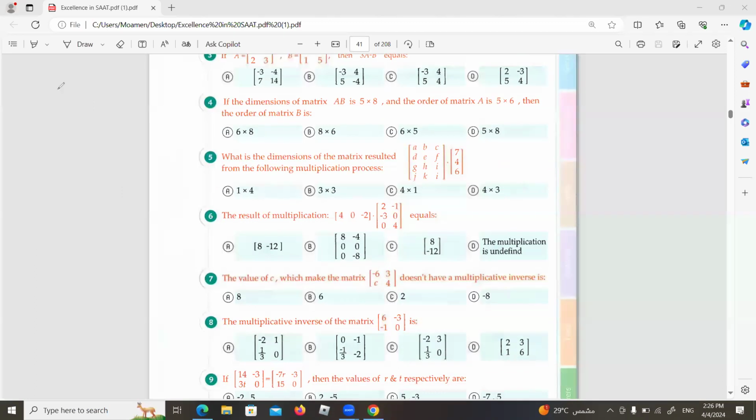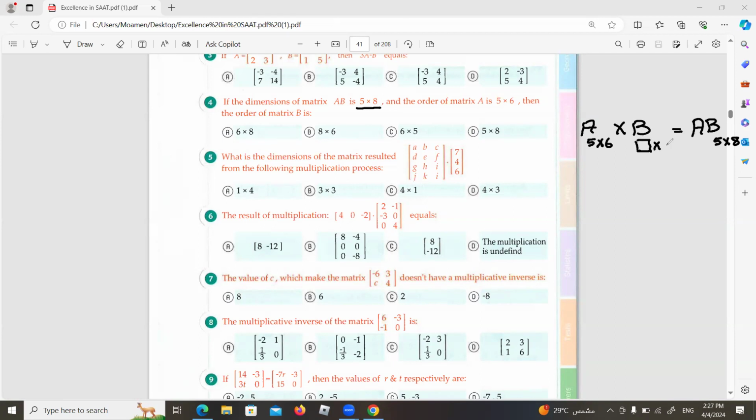Problem number 4: if the dimension of matrix AB is 5 times 8, so if you get the product, it means A multiplied by B, we get the result as 5 times 8. And the first matrix, which is matrix A, is 5 times 6. Then I need the order of the second matrix. So pay attention with me, please. He gave me the order of A as 5 times 6, and I need to get the order for the matrix B.